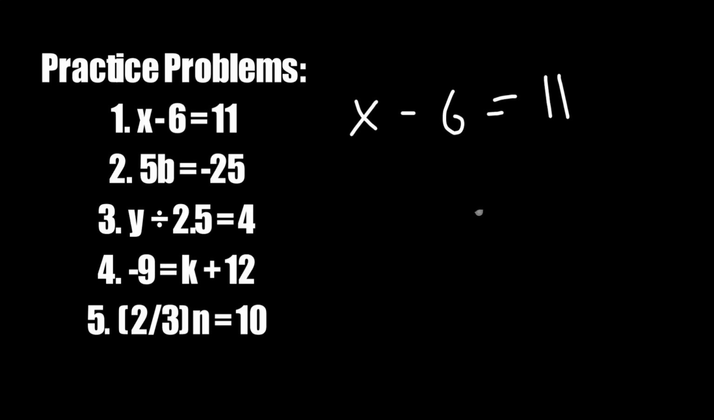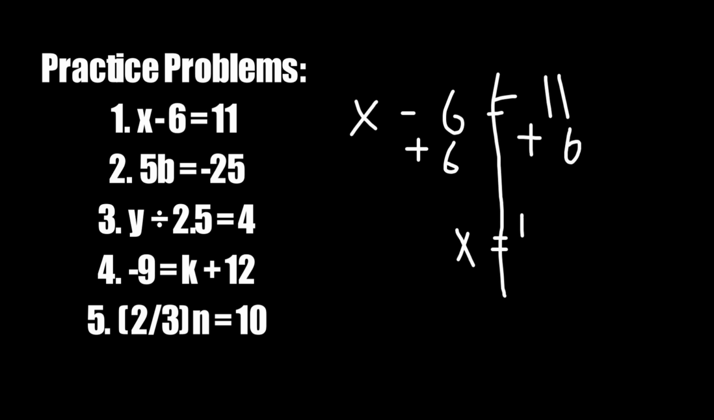Now it's your turn. Pause the video, and once you're finished, unpause. So the first problem is x minus 6 equals 11. So we're going to be adding, because there's subtraction here, to get rid of the 6 and put the variable alone. X equals 11 plus 6, which is 17. So the first problem is x equals 17.